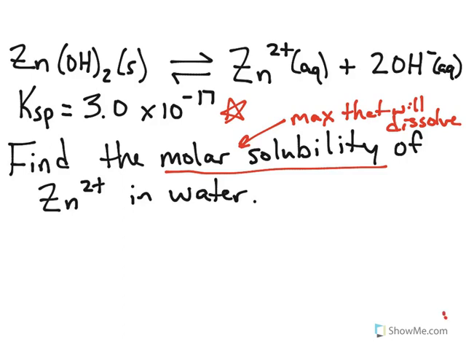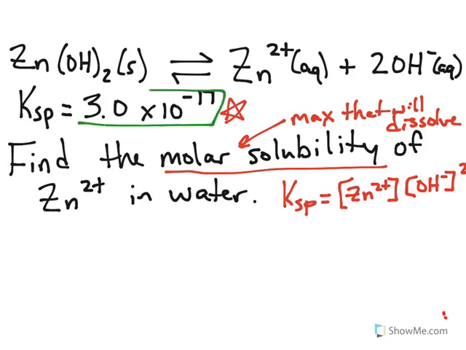We know that KSP equals the concentration of the zinc 2+ times the concentration of the hydroxide squared. Don't forget the squared because it's coefficient of 2. And now if we think about this, we know the value of the KSP that was provided here. The value of KSP is 3.0 times 10 to the negative 17th. So I'll go ahead and plug that in for KSP.